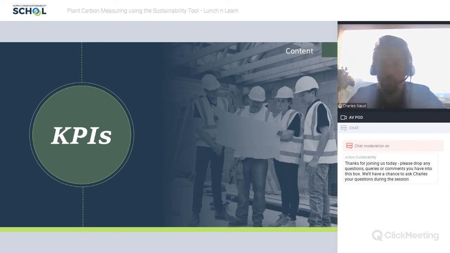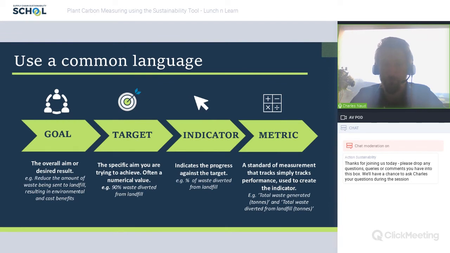So now that we've determined what performance management and reporting is, and put that into context, let's look at how we put together KPIs for CPE. There are a few things that you need to keep in mind when you put together KPIs. First of all, it's the use of a common language. What you want to make sure is that throughout your organization, throughout your supply chain, you're using a common language that everyone will understand. You need to define that correctly.